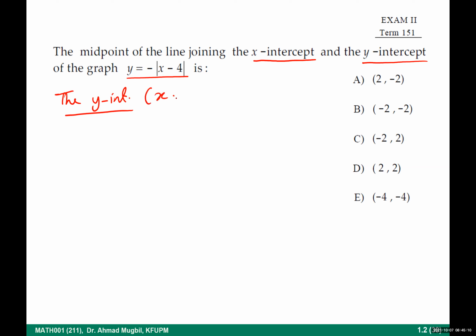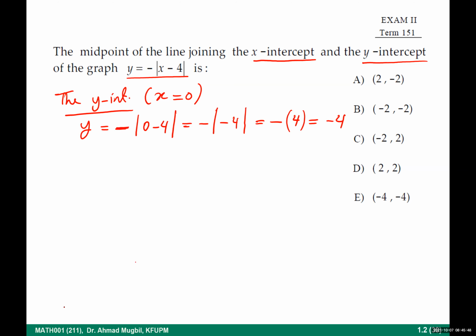Why? You just put x equals 0. What will you get? y equals negative the absolute value of 0 minus 4. Is that right? Which means it will be negative the absolute value of negative 4. What is the absolute value of negative 4? 4. Which will be negative 4. This negative is outside, Shabab, it cannot go inside the absolute value. Now it is negative 4. So what is the y-intercept?